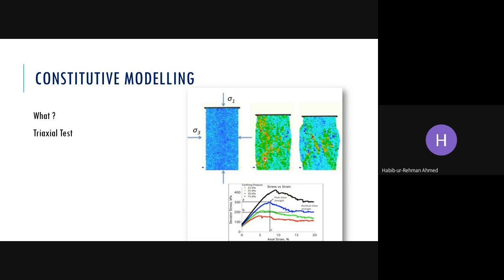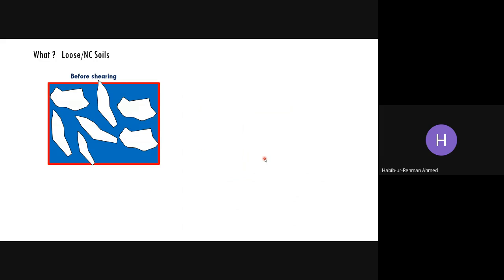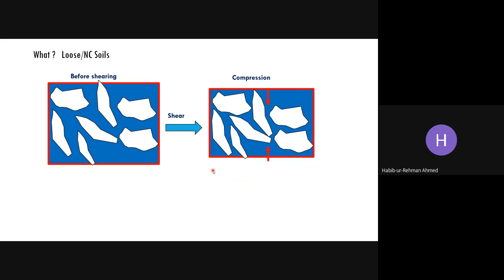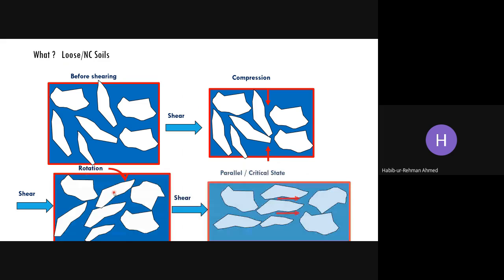Moreover, it's very important to understand what happens when we stress the soil. For example, if I have a loose or normally consolidated soil, before shearing you can see these are the particles. I have prepared this animation just to make things clearer. Once we shear it, there will be a compression of the material, and then if I further shear it, there will be rotation of the material, and finally they will reach a state we call the parallel or critical state.